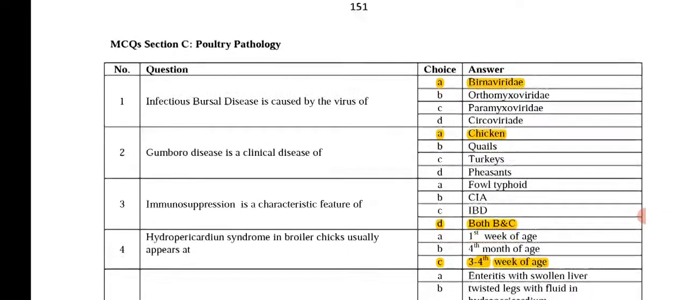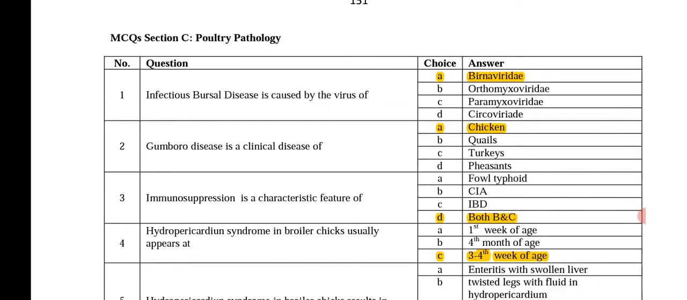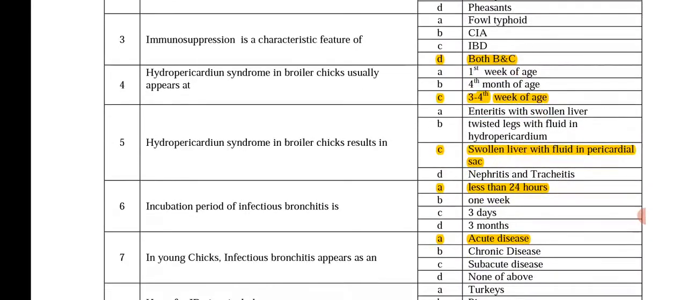Poultry pathology. Infectious bursal disease is caused by a virus of Birnaviridae. Gumboro disease is a clinical disease of chicken. Immunosuppression is a characteristic feature of both B and C: chicken infectious anemia and infectious bursal disease. Hydropericardium syndrome in broiler usually occurs at 3rd to 4th week of age.